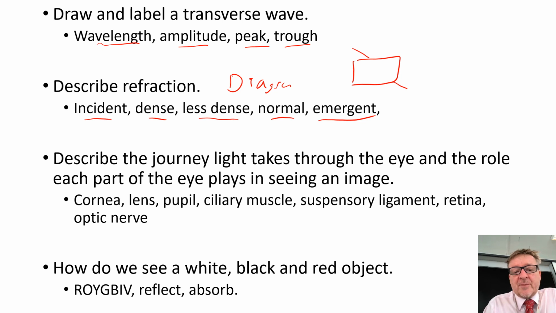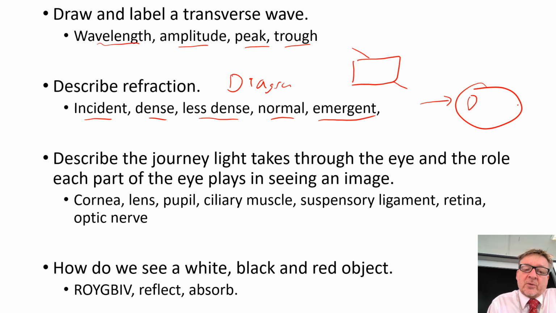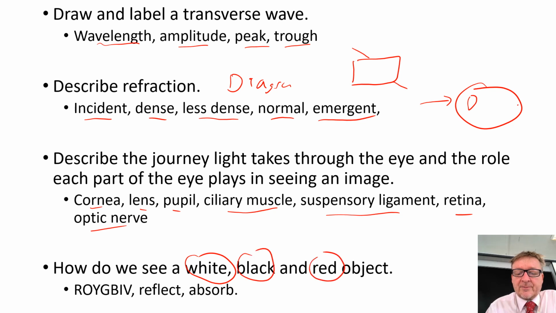Question number 4, describe the journey light takes through the eye and the role each part of the eye plays in seeing an image. Right, so you've got an eye, you've got the lens, you've got all those different parts in it. I want you to describe the journey light takes through it and how each part of the eye affects the way that we see things. And the words that I want you to use are cornea, lens, pupil, ciliary muscle, suspensory ligament, retina and the optic nerve.